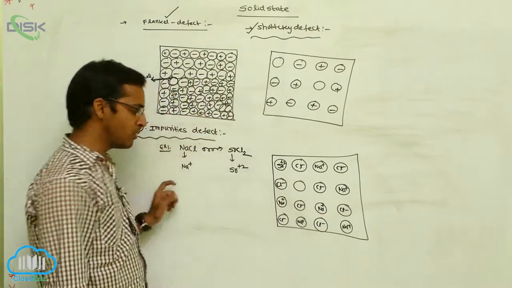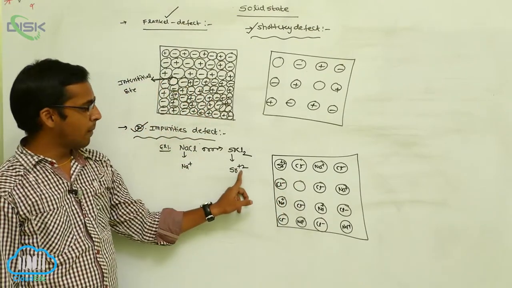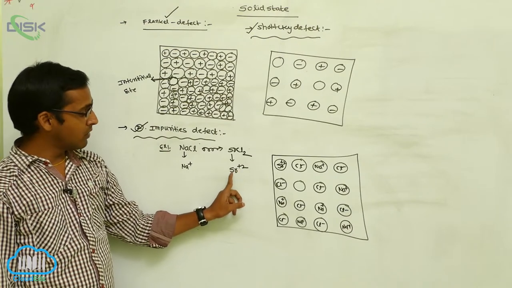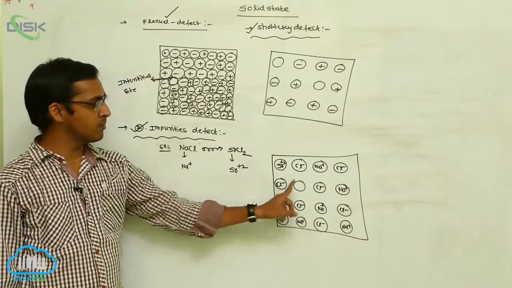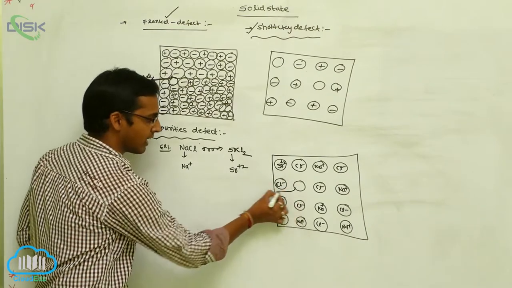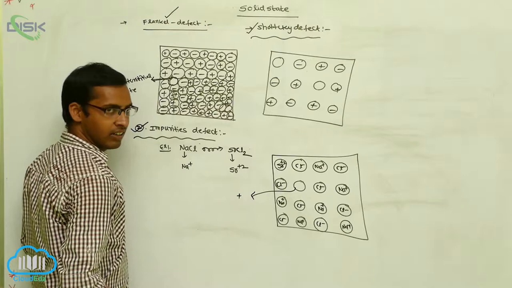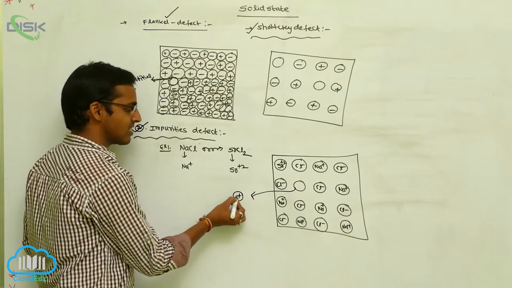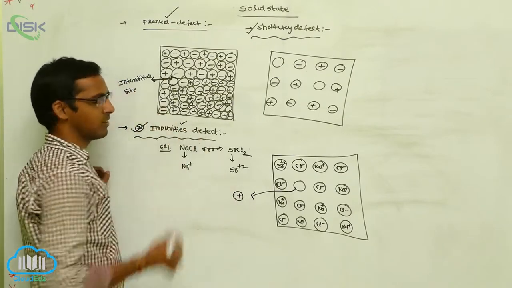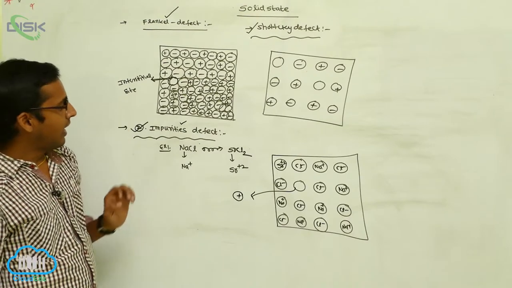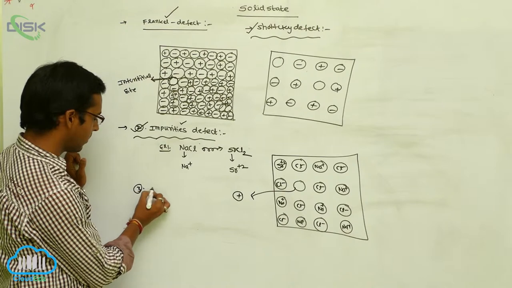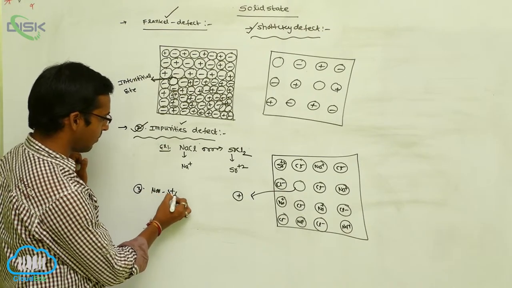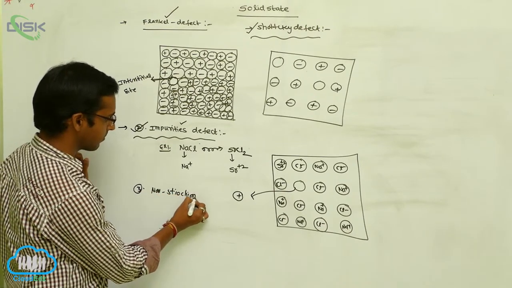Because sodium is unipositive and this is bipositive, only one sodium is replaced and another sodium is vacant. So this is your vacant site of cation. Generally the cations show impurity defects. And the next one, the third one, is non-stoichiometric defect.